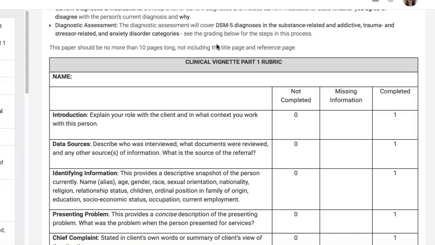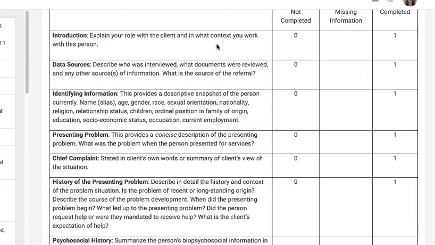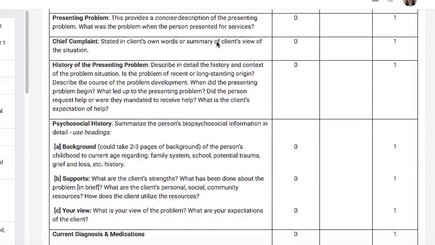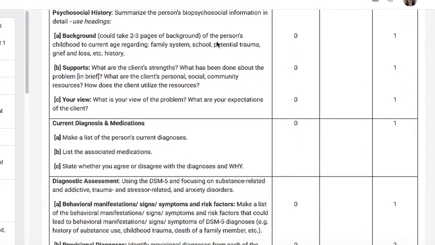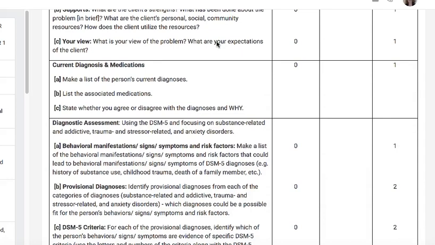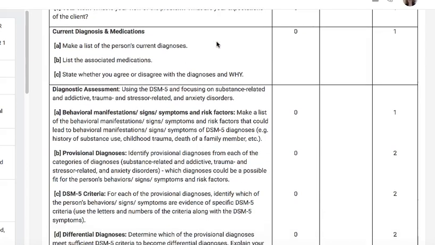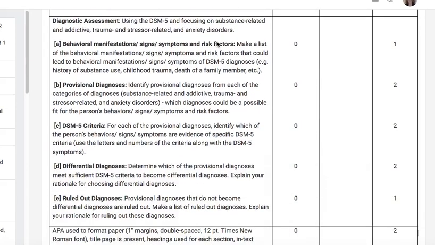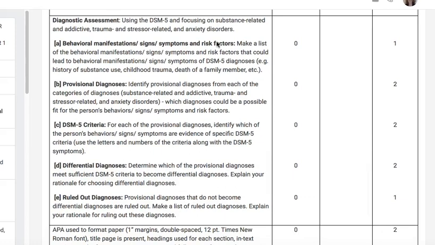We understand that that person still has autism, but do they have trauma in their history? Are they using substances? Do they have symptoms of anxiety disorders? Okay? So here are the steps in the process. The grading rubric gives you a little bit more information about each one. Now, let's go to diagnostic assessment.